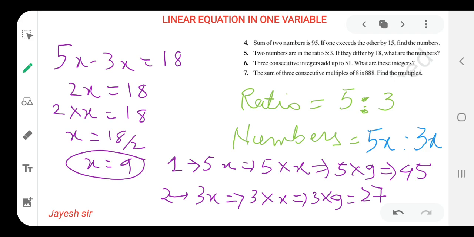I hope you all might be getting it. So our first number is 45 and second number is 27. If you still have doubt whether we have got the correct answer or not, you can find the difference between 45 and 27. The difference between 45 and 27 would be 18 only. So by that we can verify that our answer is correct. I hope you all might be getting it, friends, and that is a very easy type of sum.